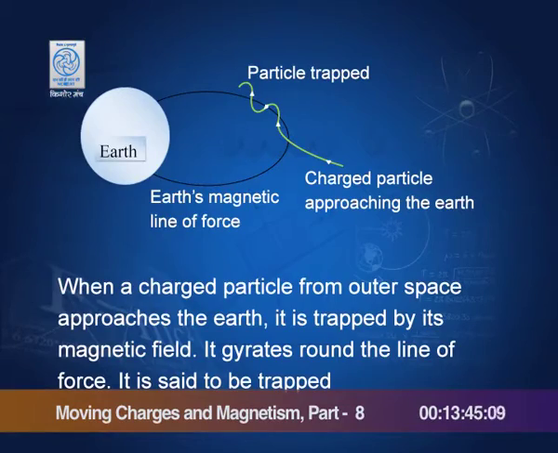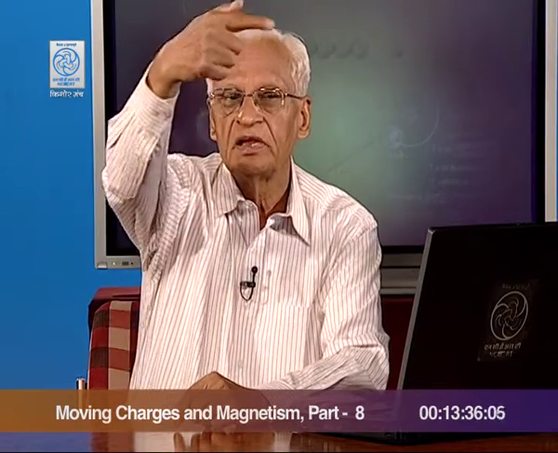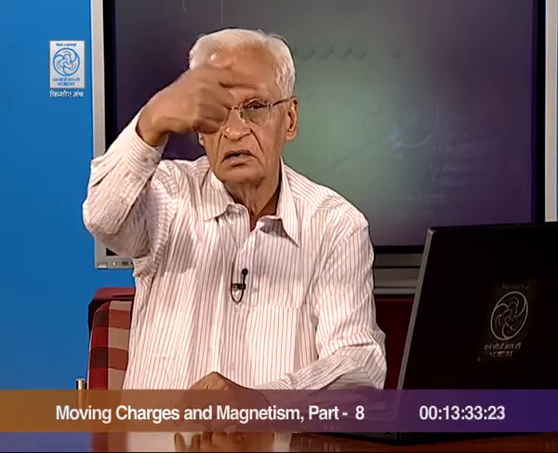How are they trapped? Let us see. This is the earth, this is the magnetic field line. A charged particle was coming here and it just got trapped and starts moving along the field line.